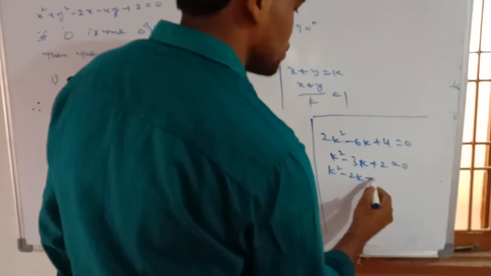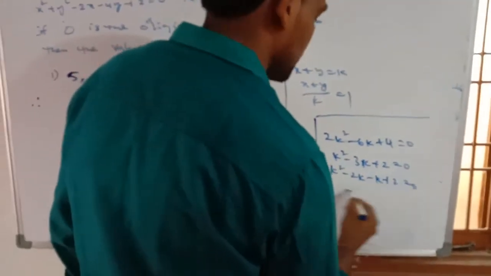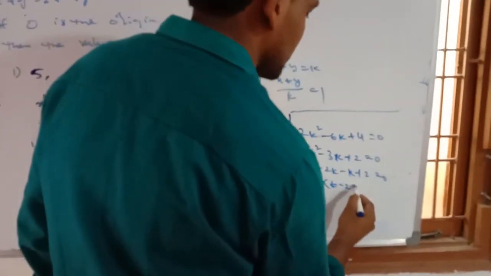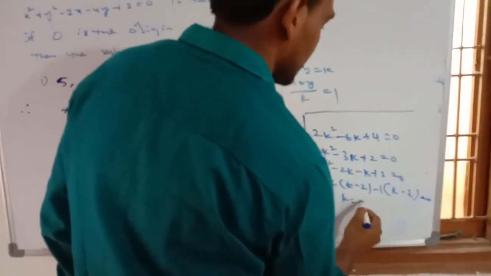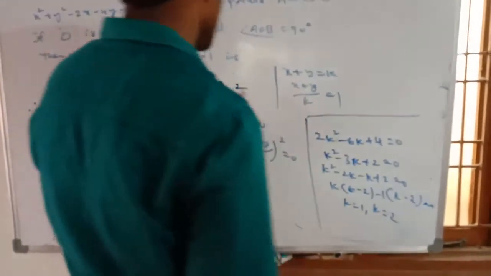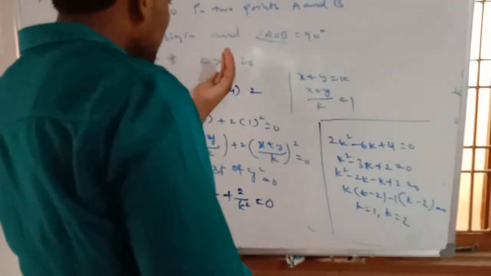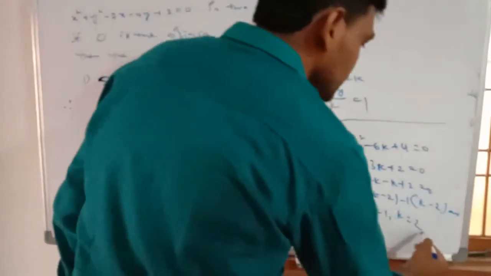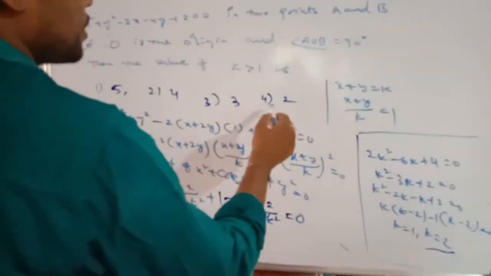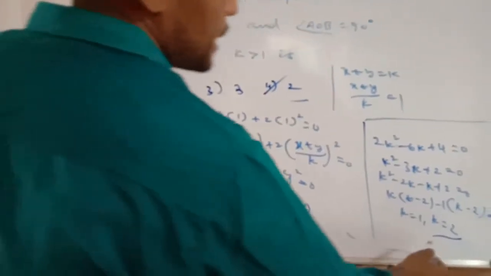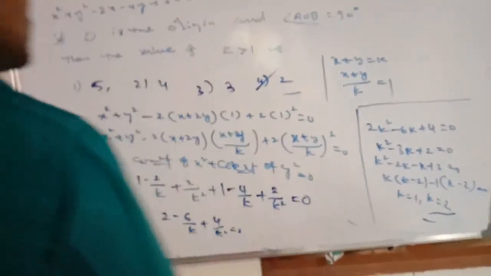k square minus 2k minus k plus 2 is equal to 0, and taking k common, this is k minus 2, minus 1 common, this is k minus 2 is equal to 0, and this is k is equal to 1 or k is equal to 2. Now k is greater than 1. That means k is equal to 2. Now see the options are 5, 4, 3, 2, 1. Now the fourth option is 2. Now k is equal to 2. Okay, write down.